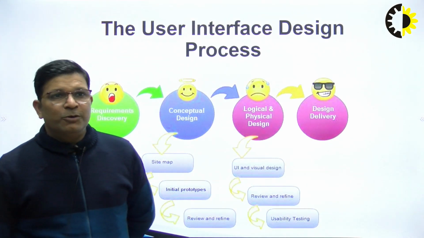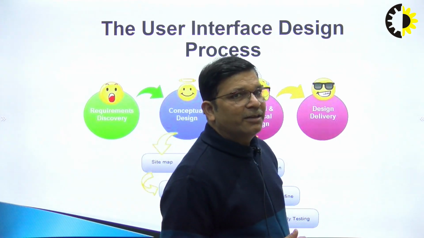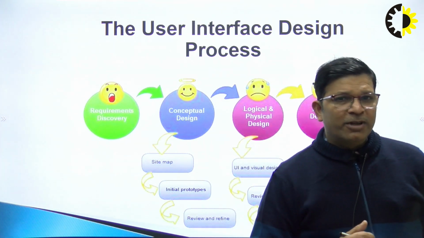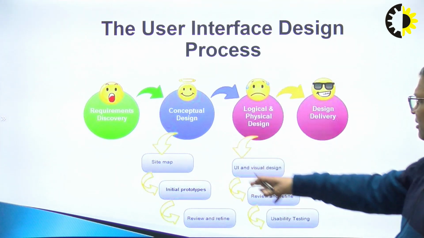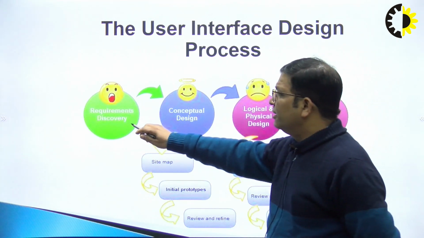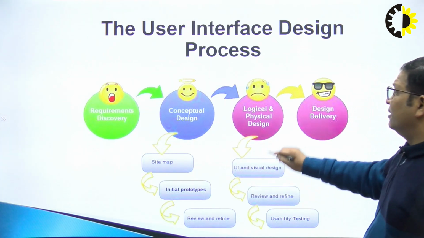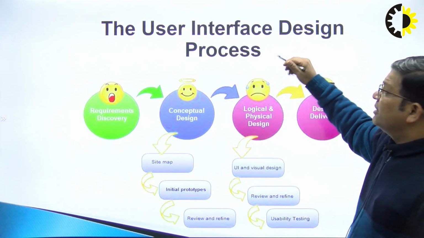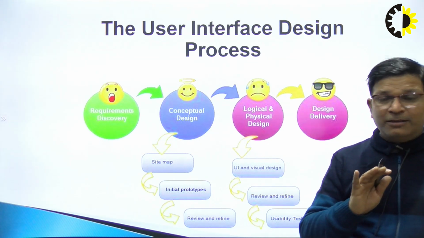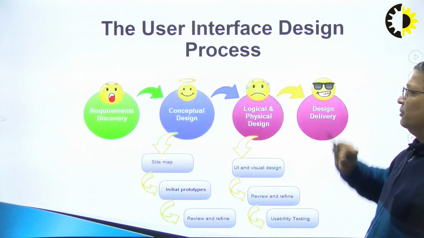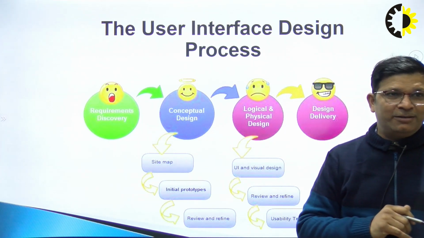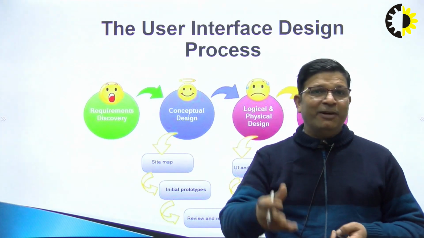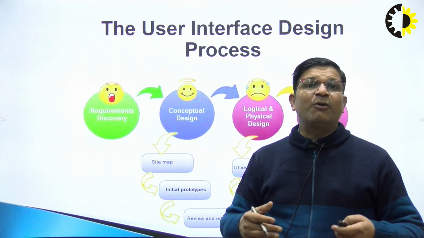In the first lecture, we have seen that different types of designs are there, and we have to conclude what the design wants to say. So what does this design mean? We have designed simple things, like requirement discovery, conceptual design, logical and physical design, design delivery. This is the user interface design process. If you are a software engineer, you have to identify the requirement: for what purpose this product will be developed, what is the capability of this project.